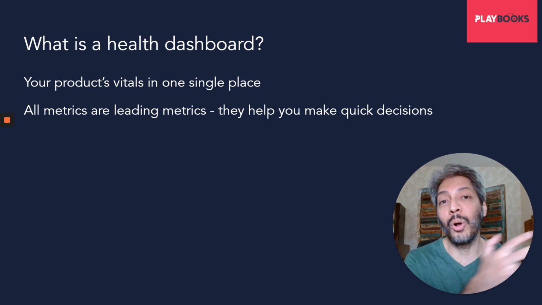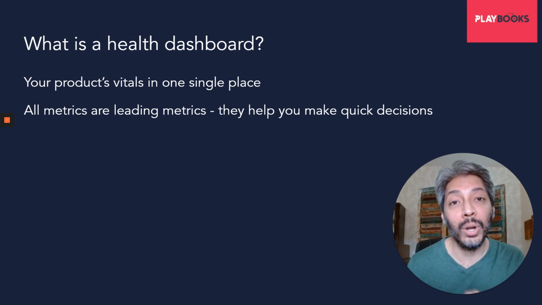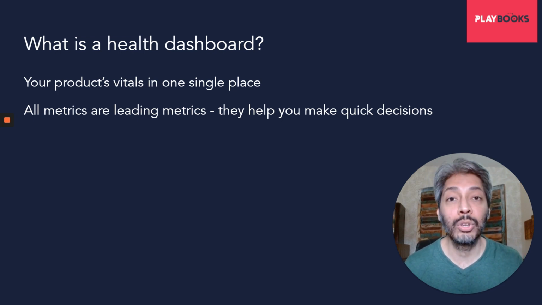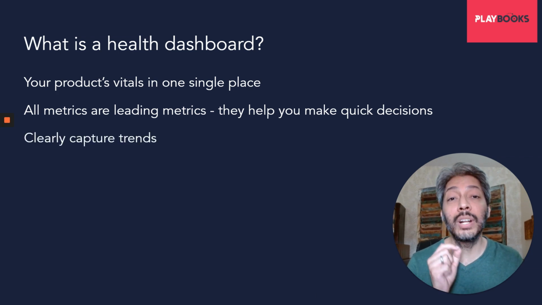Lagging metrics happen much later in the product as a result of a number of different things that have happened. So they are combination metrics, and by their very nature, lagging metrics don't tell you what has caused them to happen. Leading metrics, however, give you a very clear indication of what would have changed for this specific number to have changed. So they are more actionable by their very nature. They help you clearly capture trends.